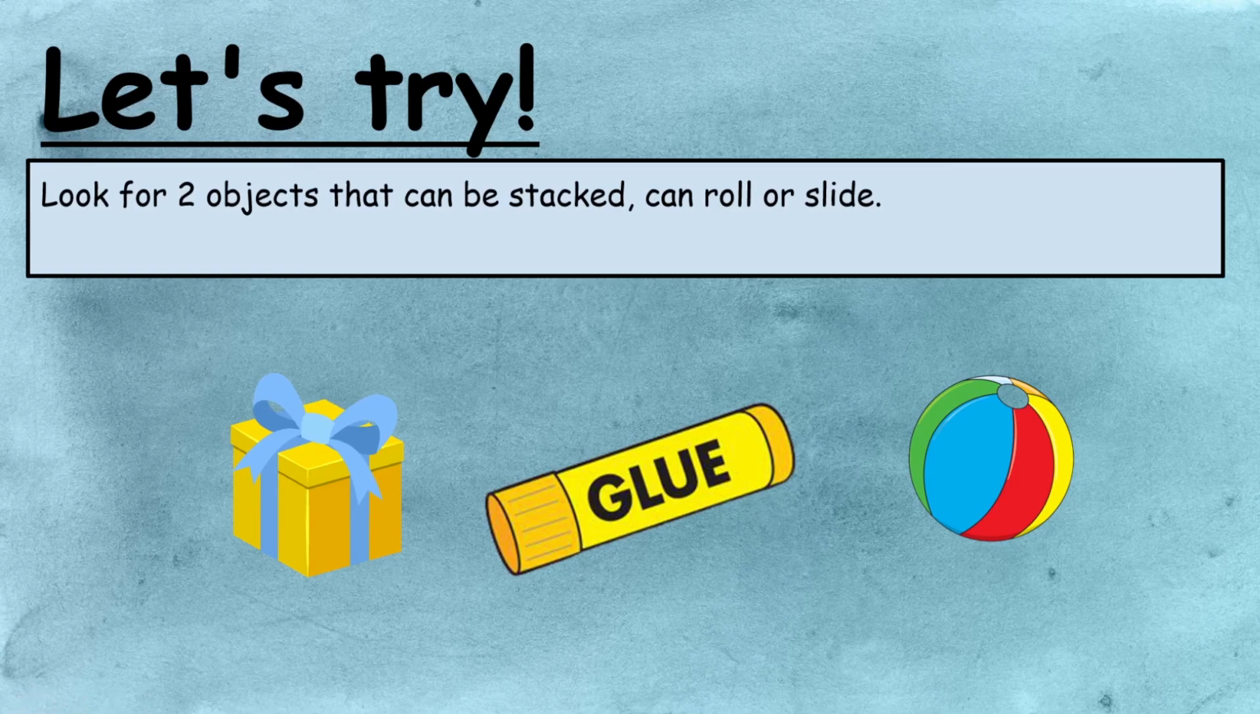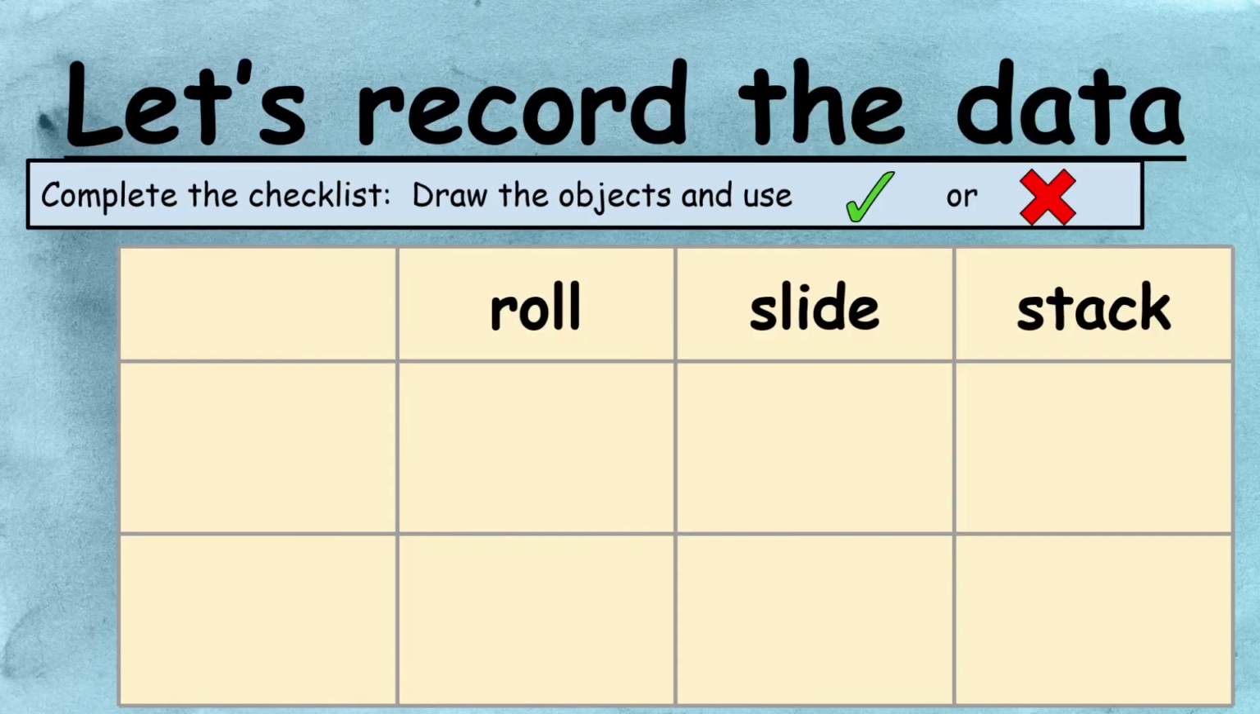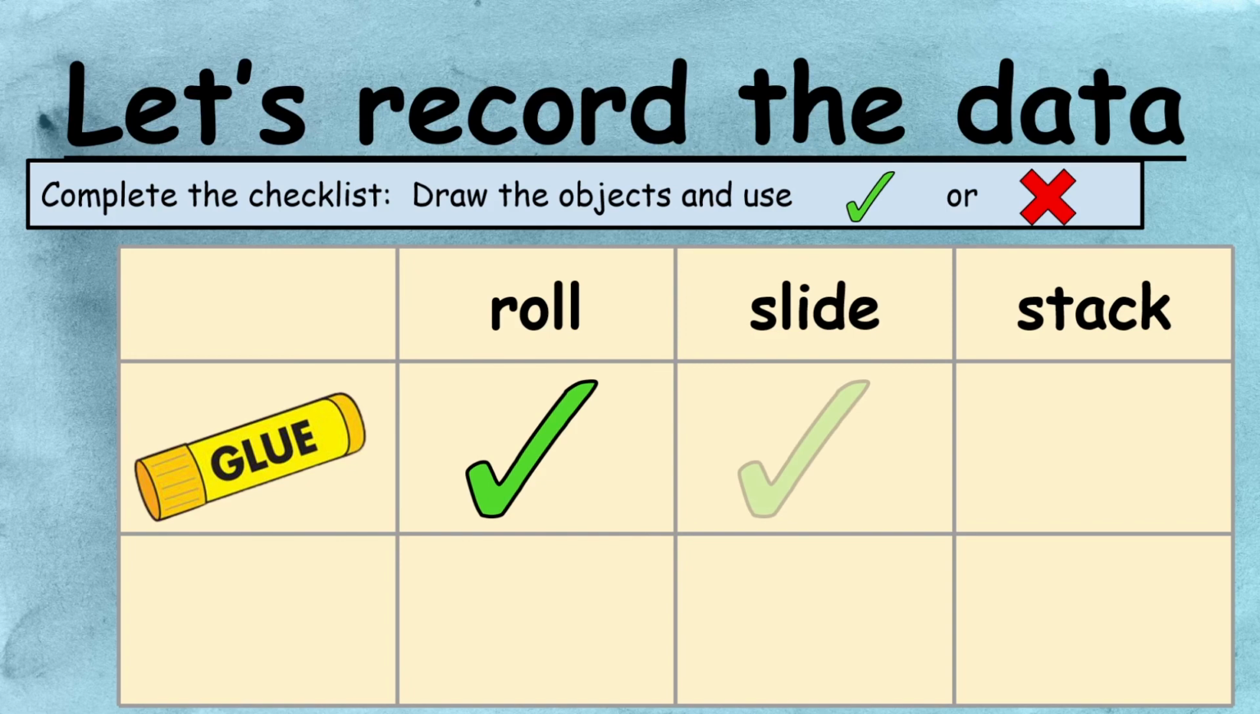Alright, now this time, let's try. Look for two objects that can be stacked, can roll, or slide. Alright, so now this time, let's record the data. Complete the checklist and draw the objects and use a tick mark or a cross mark. For example, I've got here a glue or glue stick. It can roll, it can slide, and it can be stacked.